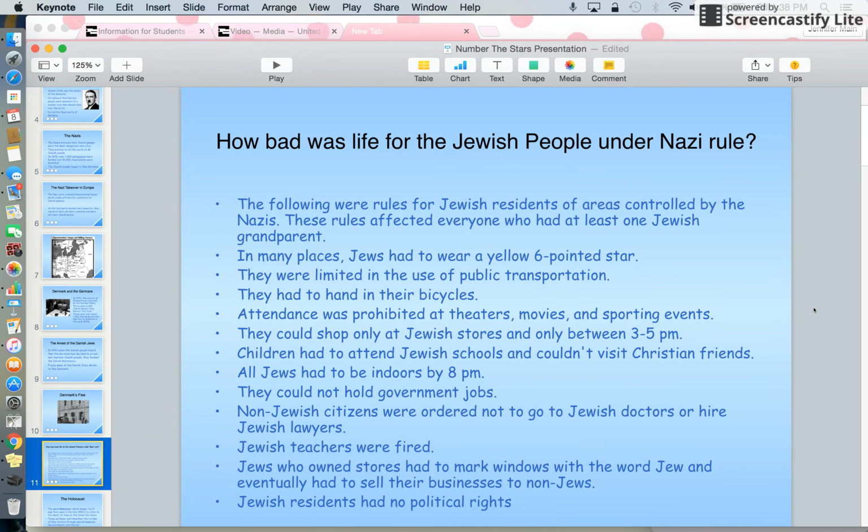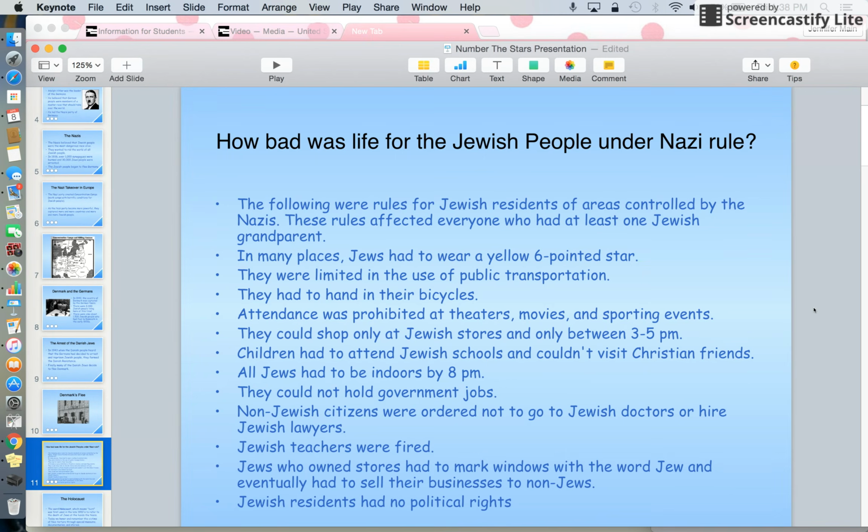In many places, Jews had to wear a yellow six-pointed star, and they had limited use of public transportation. Additionally, they had to hand in or turn over their bicycles. They were prohibited from attending music events, sporting events, or theatrical events, and they could only shop at Jewish-owned stores between the hours of 3 and 5 p.m.